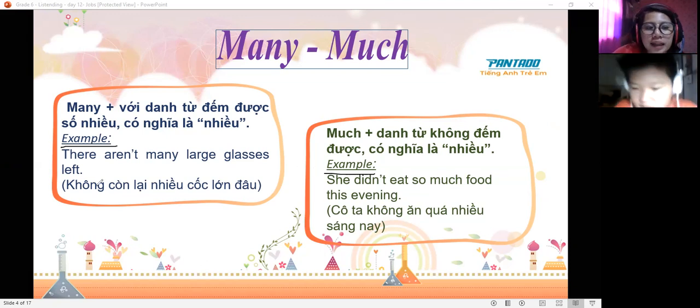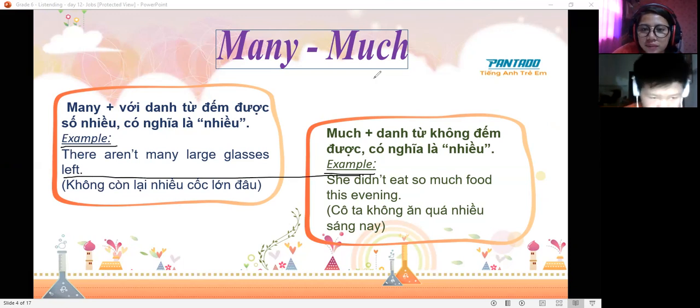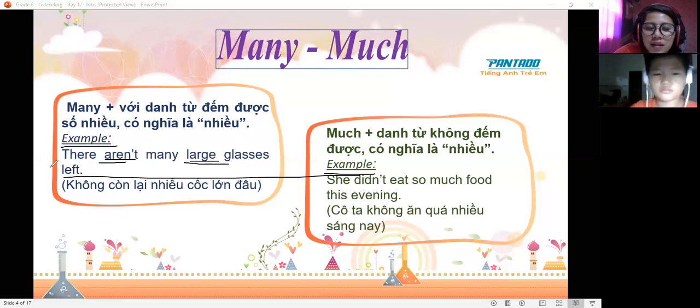Okay, can you read the example? There aren't many large glasses left. Yes, there aren't many large glasses left. Okay, very good. Can you pronounce aren't? Aren't. Very good. Large. Again, there aren't many large glasses left.